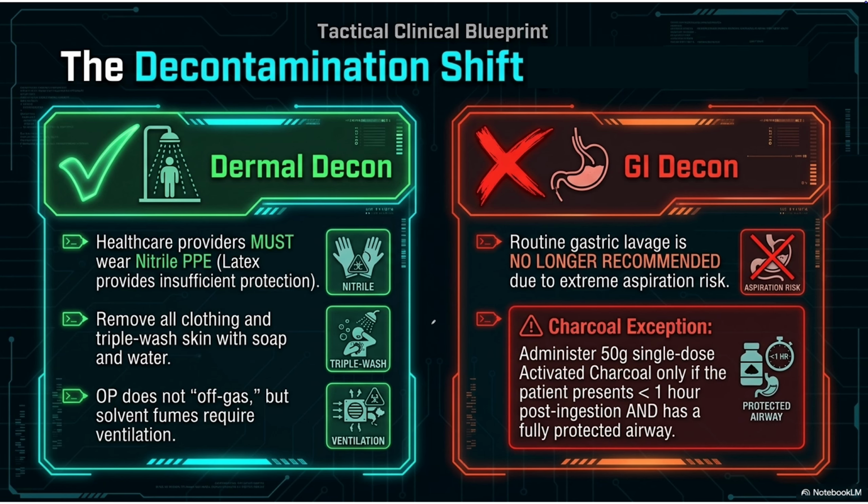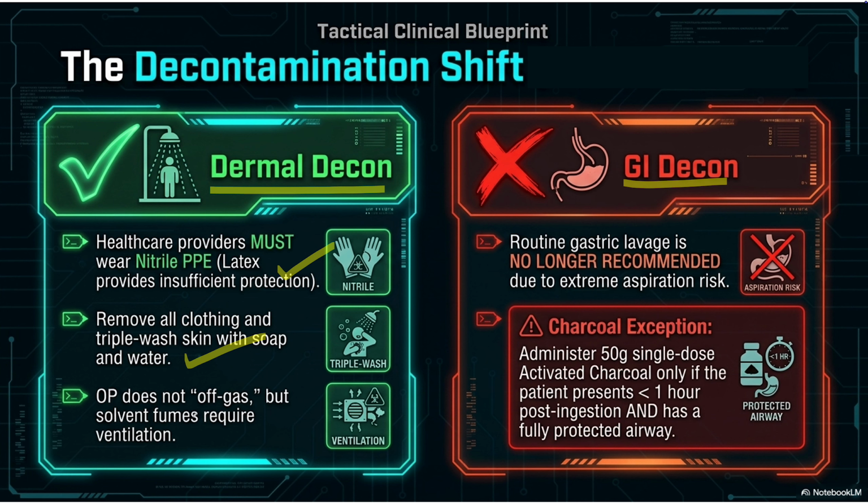Now, let's talk about decontamination. Historically, GI decontamination received significant emphasis, but modern protocols prioritize dermal decontamination first. Look at the green box on the left. Healthcare workers must protect themselves. Gloves, gowns, masks, and eye protection are critical. These chemicals can poison providers as well. Contaminated clothing should be removed immediately. The patient should undergo copious washing with soap and water.